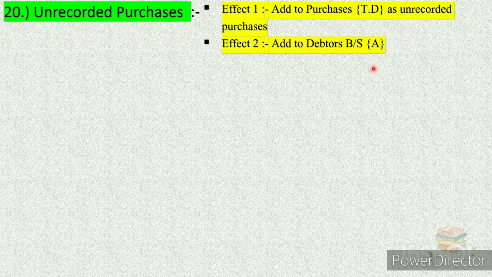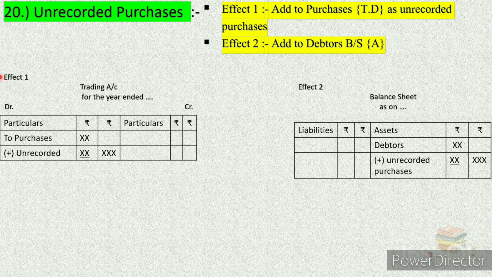So here is the tabular view. First effect, in trading account debit side, purchases we added unrecorded, the sum we write in outer column. Similarly, in second effect, in balance sheet, we added to creditors as unrecorded purchases, and the sum is to be written in outer column.